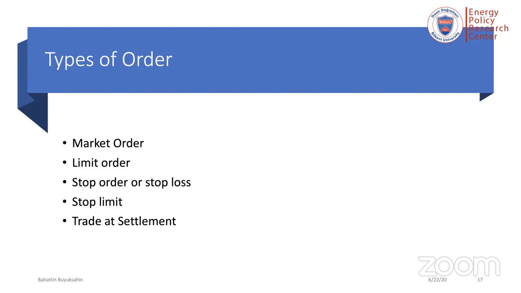But the most important thing here is that for many contracts, physical delivery is tied to settlement price. So if you want to avoid any kind of price risk, you are better off entering a trade at settlement contract to remove any kind of uncertainty for your contract.